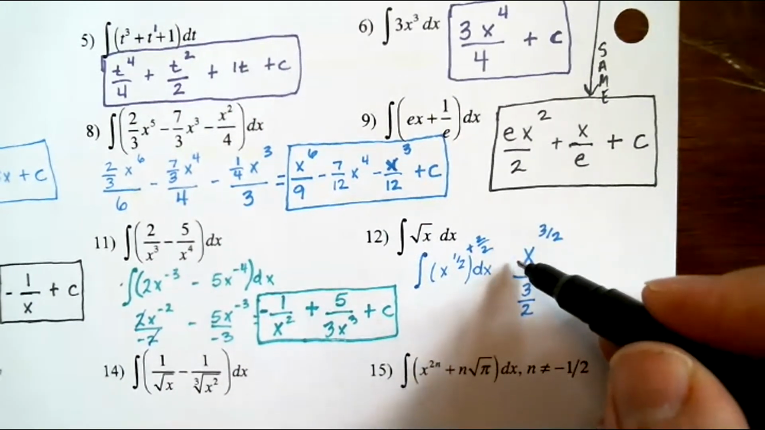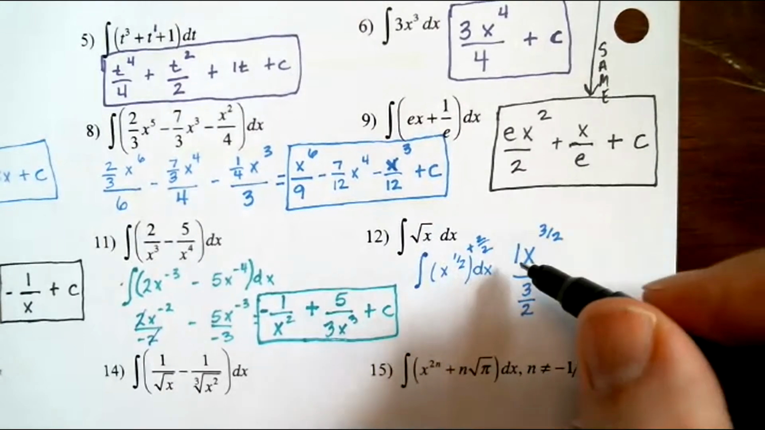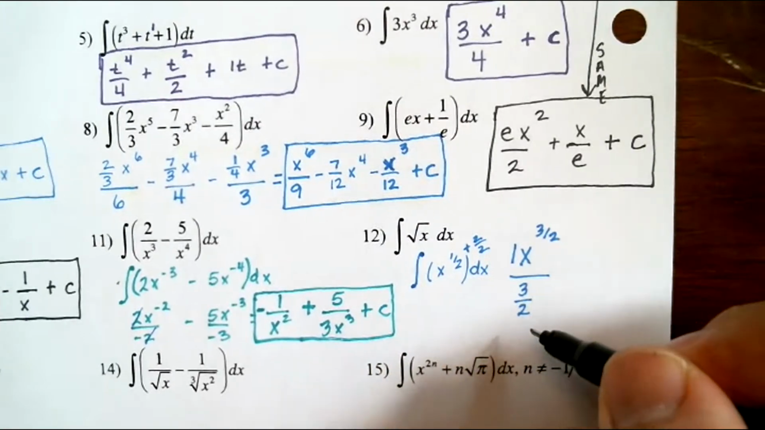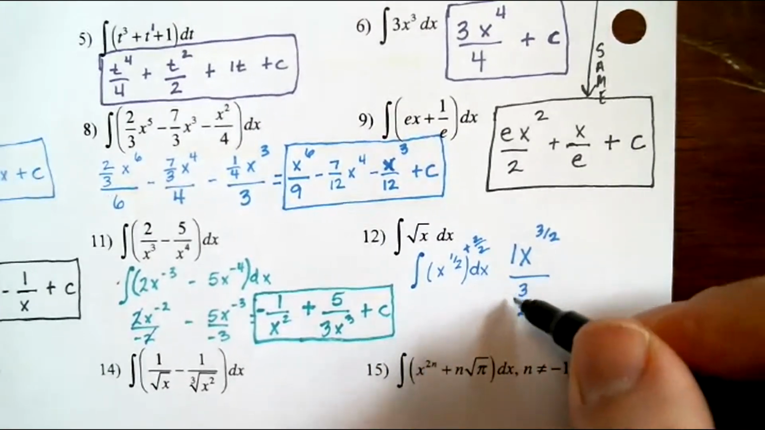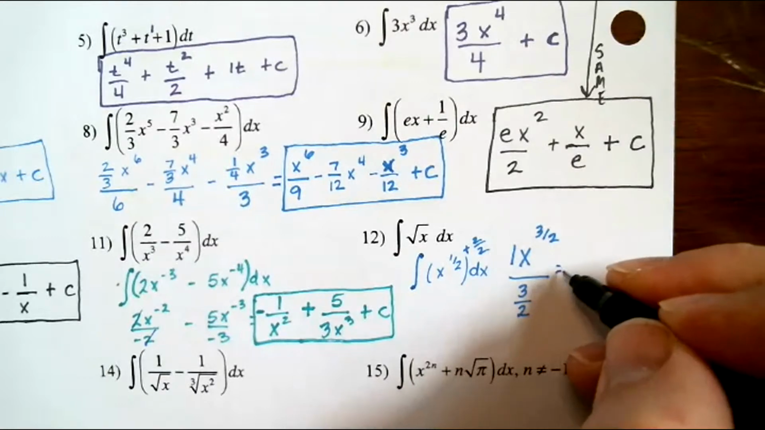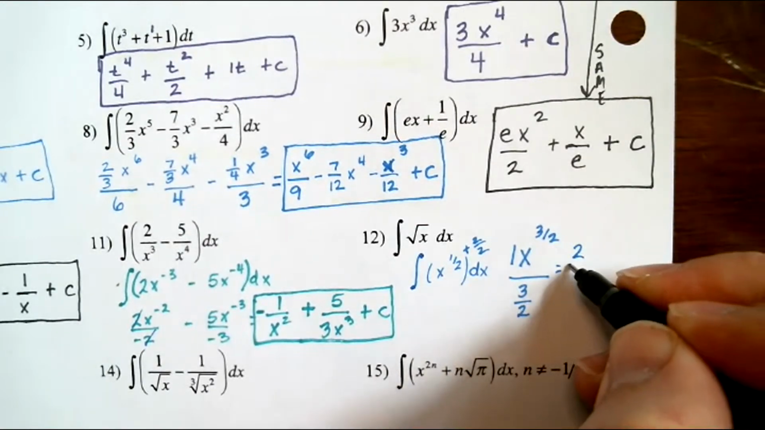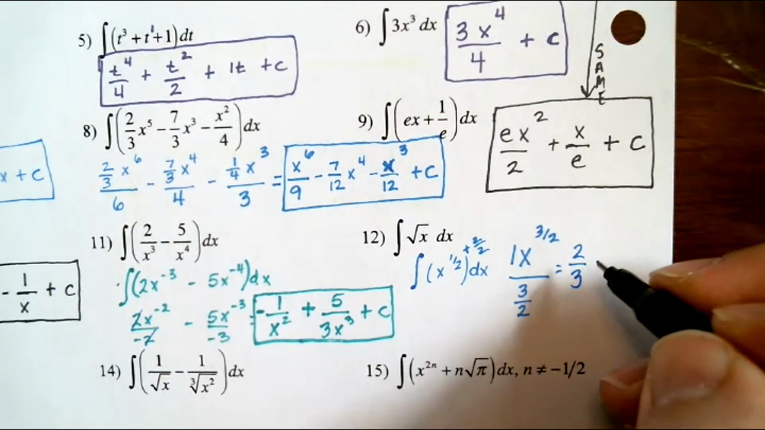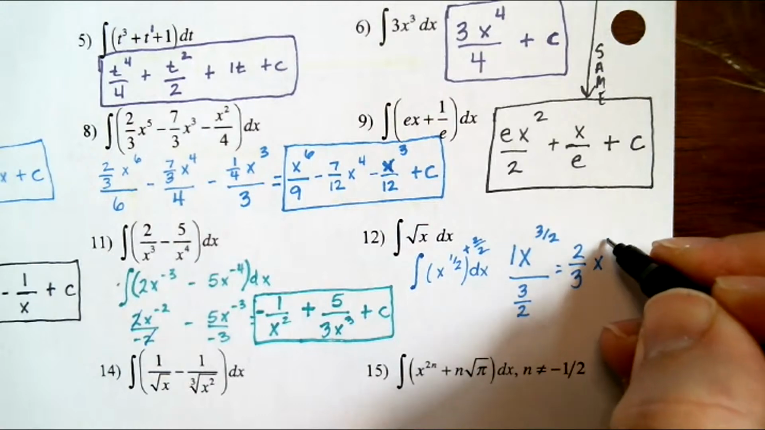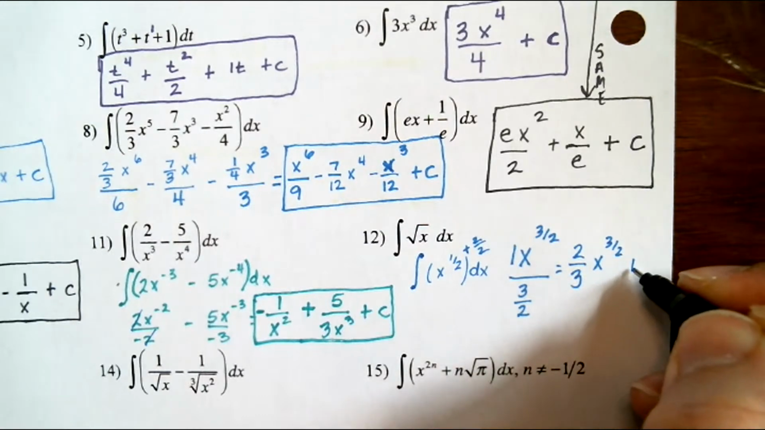This is a complex fraction. There's a 1 here. So 1 divided by 3/2 would just be flipping this. So that would be equal to 2 over 3 x to the 3/2 plus c.